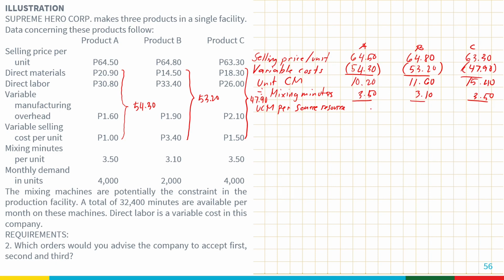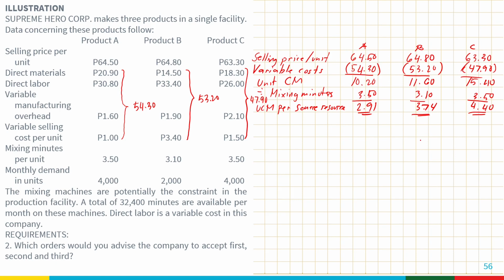UCM per scarce resource, 2.91, and then 11.6 divided by 3.1, 3.74. Okay. And then lastly, we have 15.4 divided by 3.5. That's 4.4. Okay.